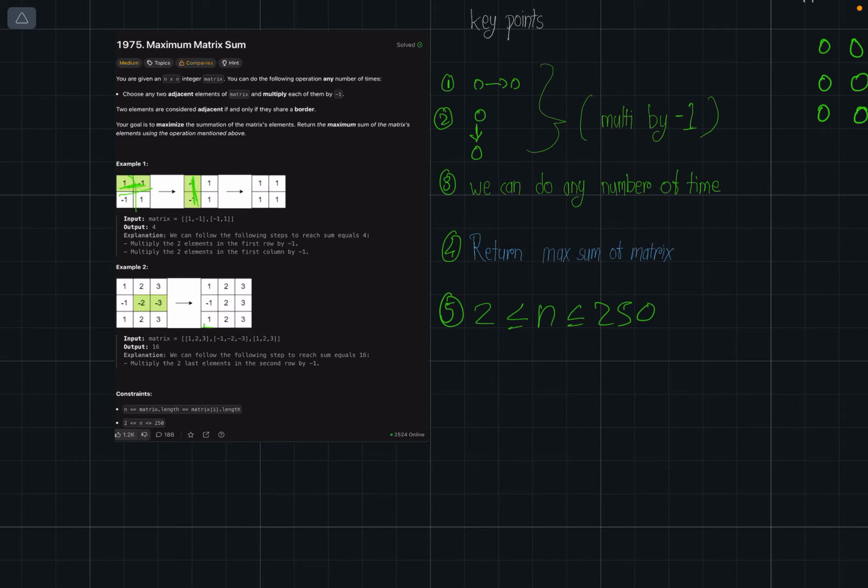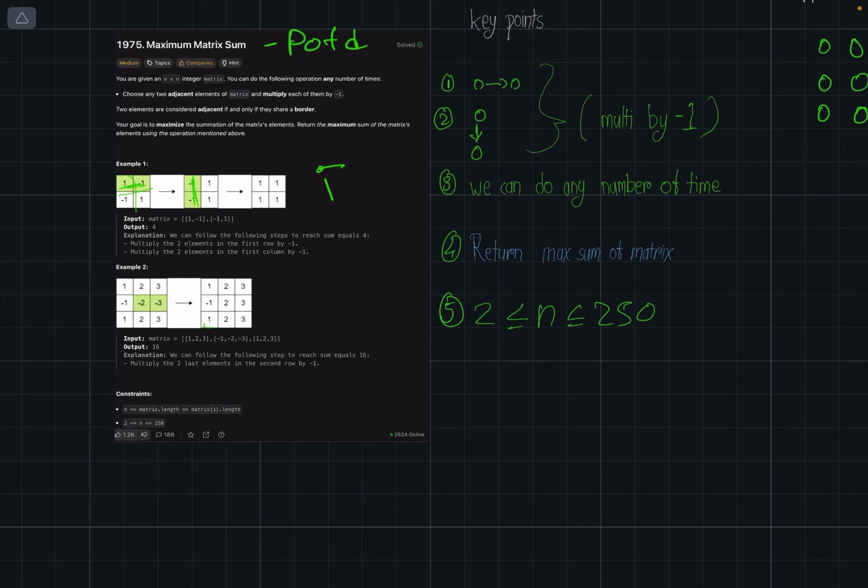Hey, today's question is Maximum Matrix Sum. This is the POTD of today. You are given an n cross n integer matrix. You can do the following operation any number of times: choose any two adjacent elements and multiply them by -1. We can choose anything adjacent and multiply by -1.